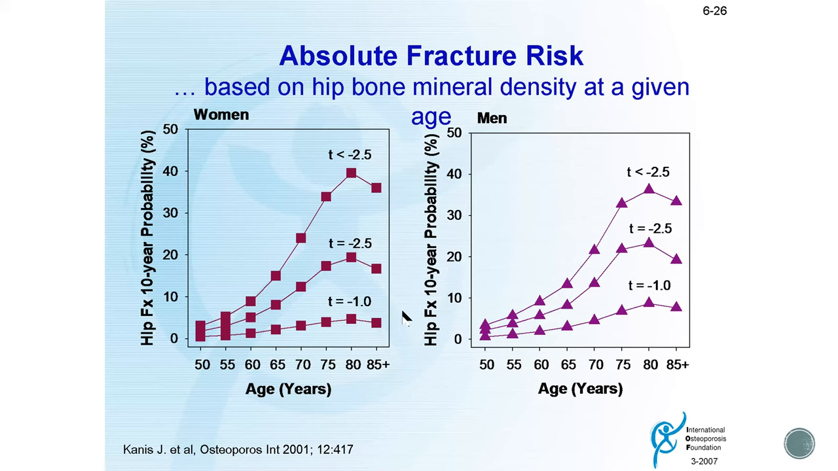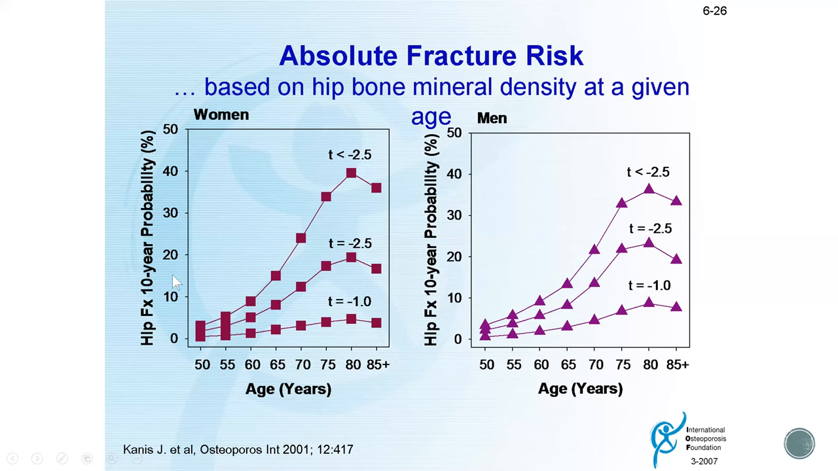So just look at this. This is the absolute fracture risk based on the T-score, and based on age as well. Let's take the T-score of minus 2.5, which will be osteoporosis. If you have a T-score of minus 2.5 at the age of 50, your 10-year fracture risk is not that high. It's maybe about 5% for getting a hip fracture in the next 10 years.